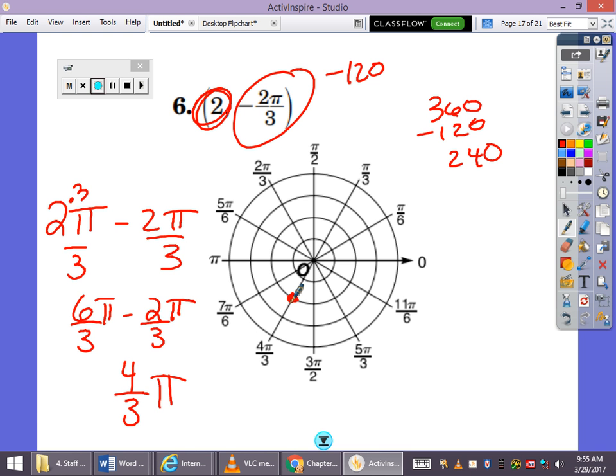That's a good question. The negative means I am rotating around the circle backwards. So when I rotate around a circle backwards, I start here: 0/360. Good? You only use 180 if your starting point is in the second or third quadrant. All right, so let's look at number 7.